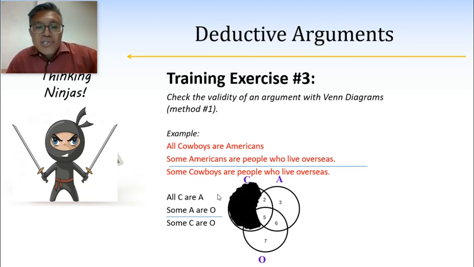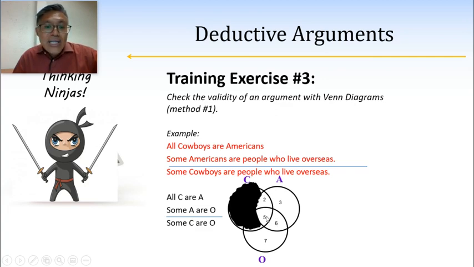The second premise, some A are O. Here is our A group, our Americans. Here's our O group, people who live overseas. And we're told some A are O. So remember the rule for some claims. We X where there's at least one member. To say some A are O means that we need to put an X either in 5 or 6, right? Because we know there's at least one member of A that's also an O.